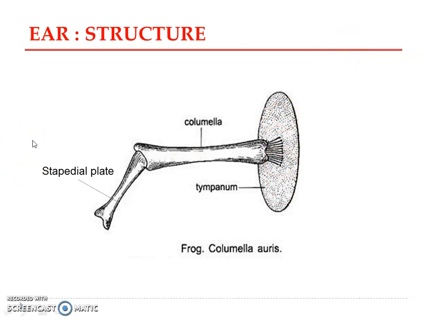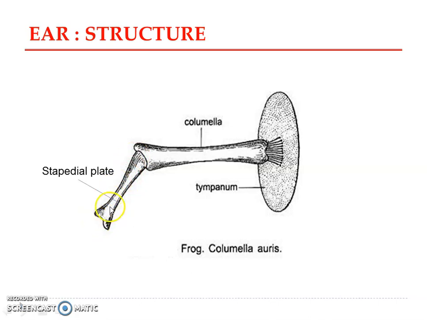The inner end of the columella, you can see this part, is attached to a cartilaginous plate. It is known as the stapedial plate. So this bone, columella oris, or the plectrum, has its external end connected to the tympanic membrane, while the internal part of the columella is connected to a cartilaginous plate, known as the stapedial plate.